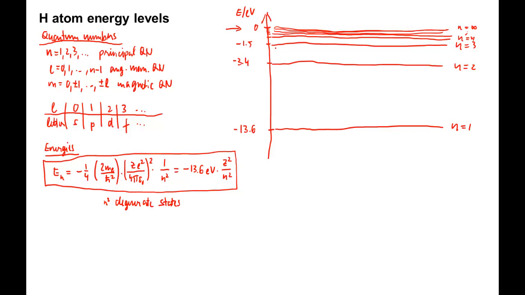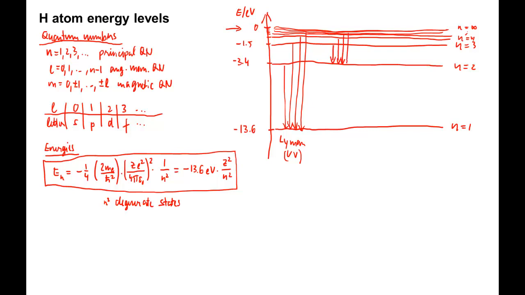Transitions between excited states down to the ground state are the following: 2 to 1, 3 to 1, 4 to 1, and so on. They're all allowed. This series of emission lines is called the Lyman series and occurs in the UV. Also, a hydrogen atom in the ground state can absorb these photons and go from the ground state to the corresponding excited state.